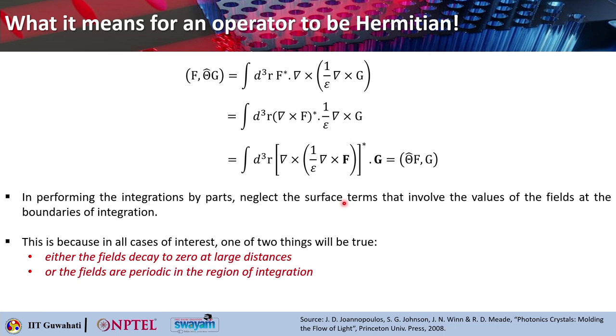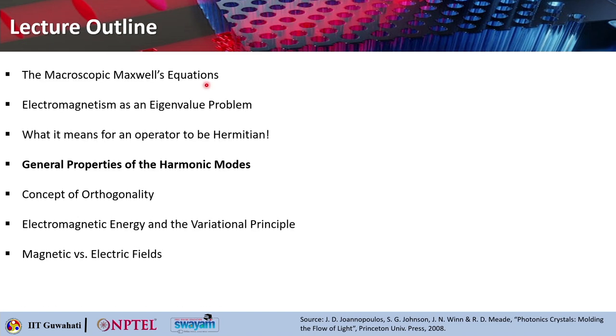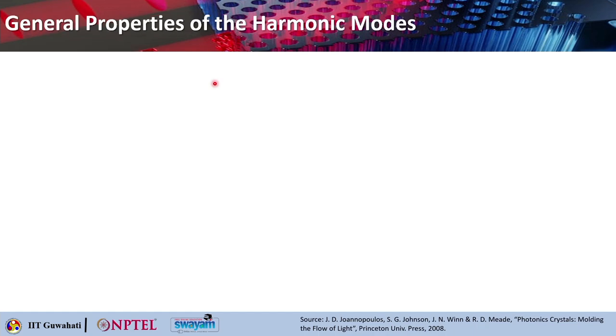This is because in all cases of interest you can neglect the term, as one of two things will be true: either the field will decay to zero at large distance, or the field is periodic in the region of integration. In these two cases, you can neglect the surface term that involves the value of the field at the boundaries of the integration. So, that establishes that theta cap, the Maxwell operator, is a Hermitian operator. Now we will look into the general properties of the harmonic modes.